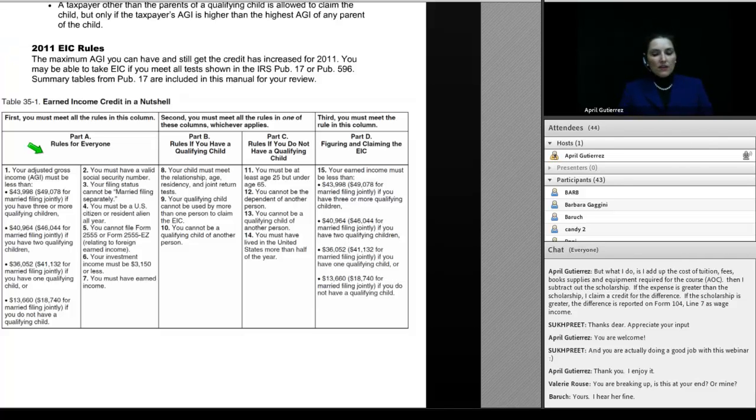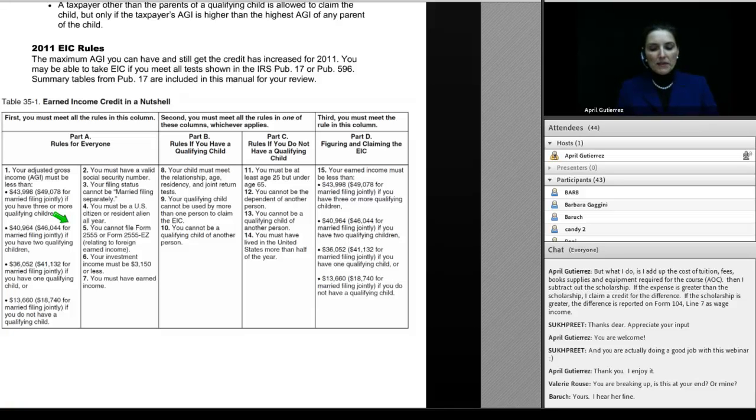The table shows Part 1, or Part A, rules for everybody. Part B, rules if you have a qualifying child. Part C, rules if you do not have a qualifying child. And Part D, rules for everyone. Now, interestingly, Part D and Part A, Column 1, look really similar. And that's because they have to do with how much money you're making. Your AGI must be less than the amount shown here for your filing status and the number of qualifying children that you're claiming. But the other side of Part A is what's really interesting.